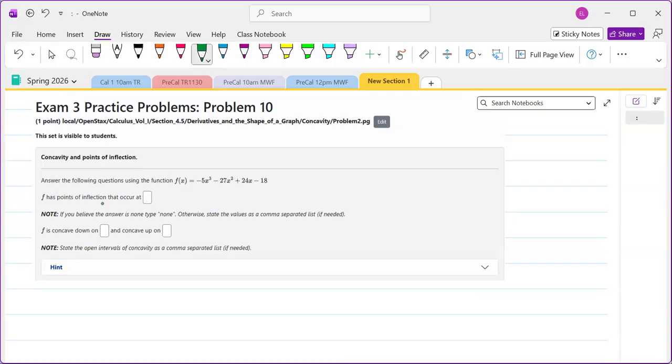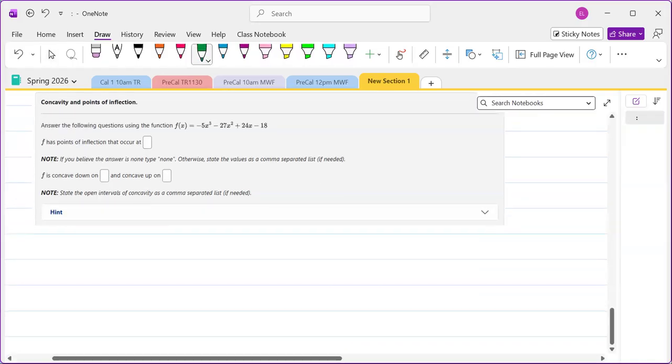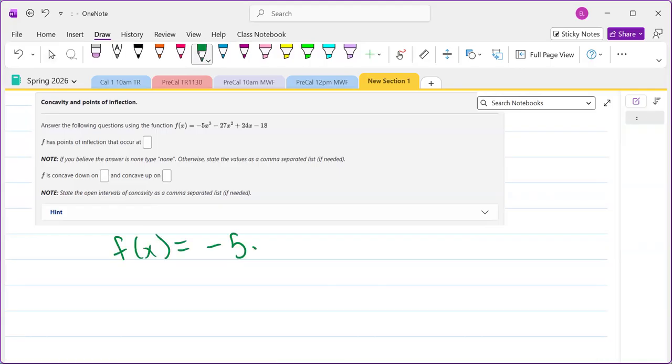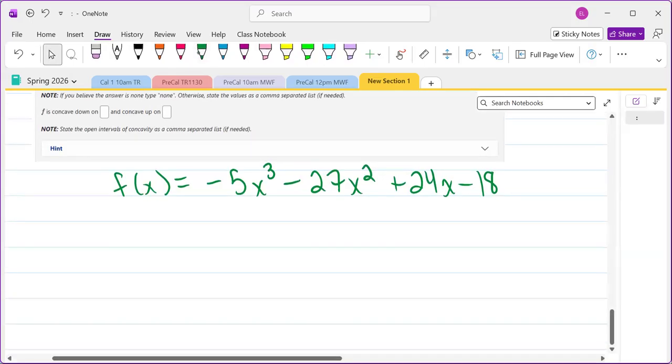All right, but our points of inflection and our concavity all come from our second derivative. So our first step is to take this function and find the second derivative. Here we've got a nice polynomial, so we just have to use the power rule again. We don't even have to worry about related rates. We're just doing a straight derivative and then another derivative.